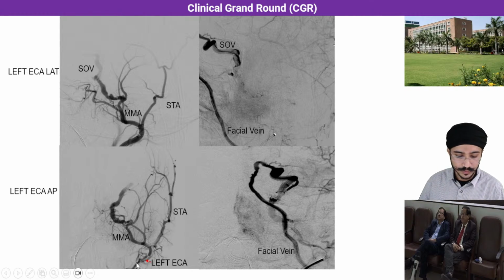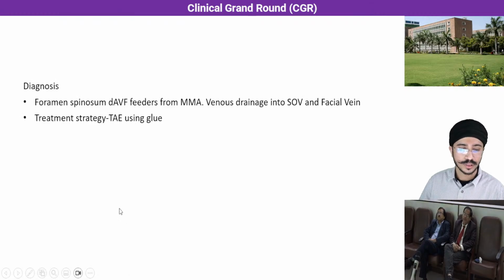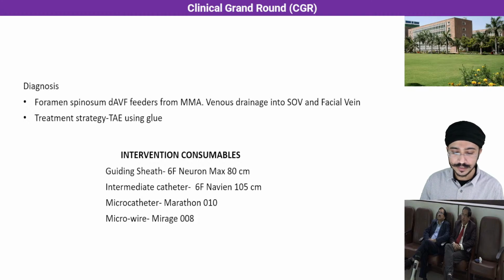Again, on these AP images, we can appreciate the same: the feeders from the middle meningeal artery and accessory meningeal artery draining into the superior ophthalmic vein. So our diagnosis here is a foramen spinosum dural AVF with feeders from the MMA. The venous drainage is into the superior ophthalmic vein and further into the facial vein. The treatment strategy that we employed in this case was transarterial embolization using glue. The intervention consumables were a 6 French Neuron guiding sheath, a 6 French Navien 105 centimeter intermediate catheter, a Marathon 010 microcatheter, and a Mirage 008 microwire.